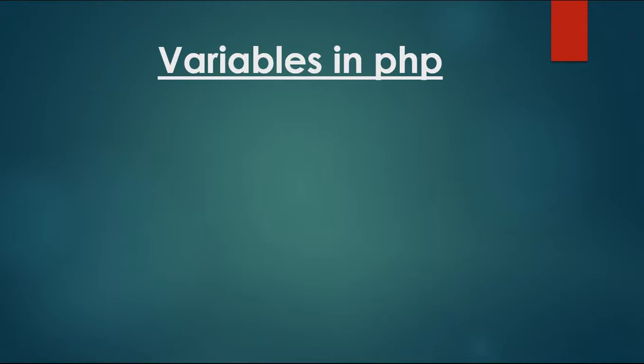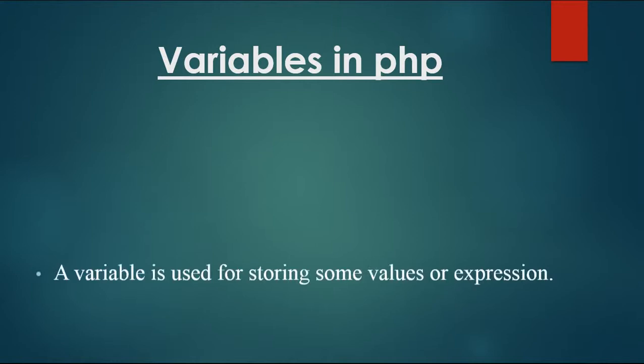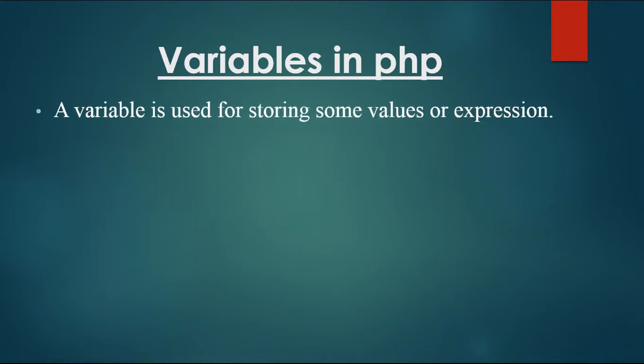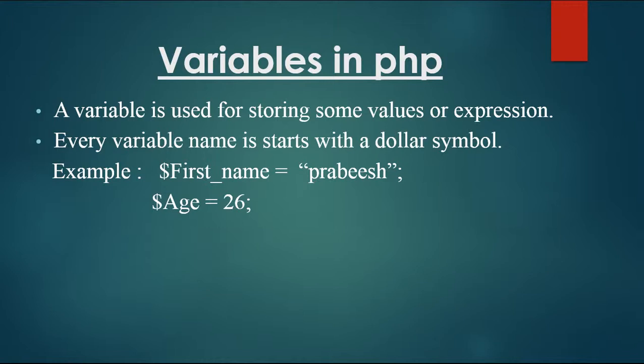In today's class we are going to learn about variables used in PHP. A PHP variable is used for storing some values or expression. While creating a web application, you need to save some data or you need to store some expression in certain variables. Every variable name starts with a dollar symbol. In PHP, every variable name starts with a dollar symbol.